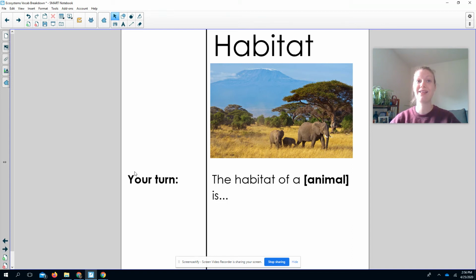Your turn. The habitat of a blank is blank. So you need to think of a habitat, like an animal, and then where does it naturally happen? Go. All right, sounds good.